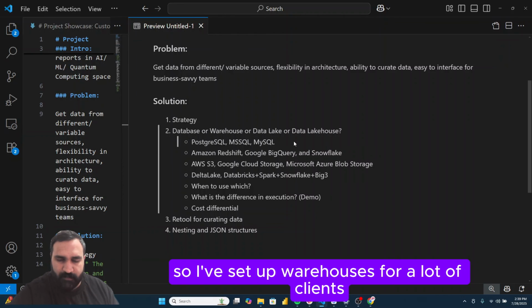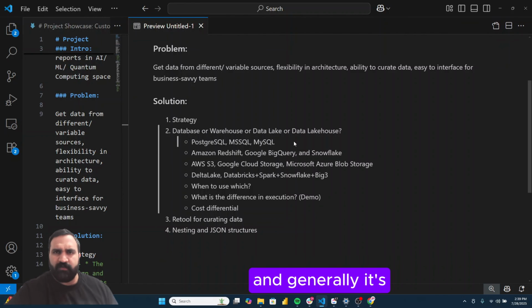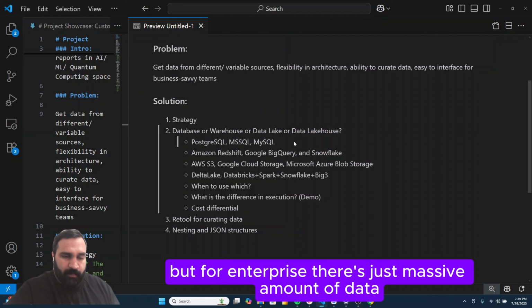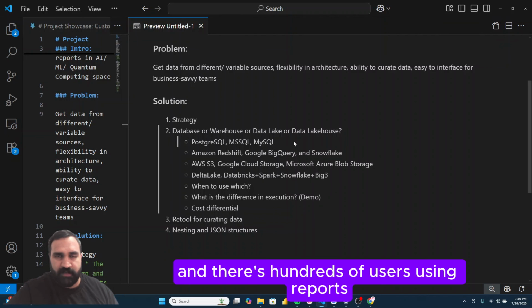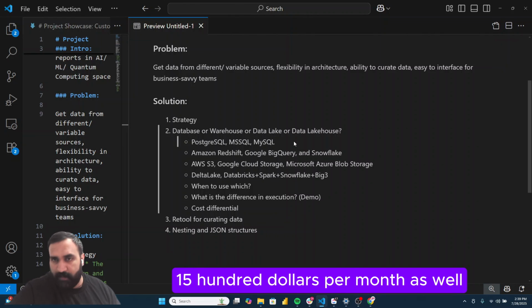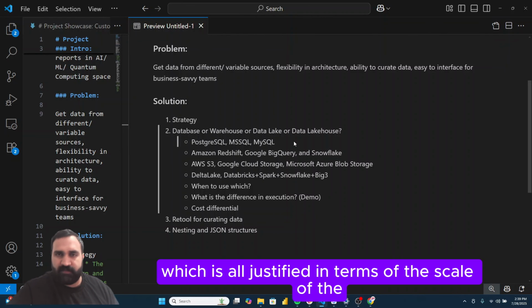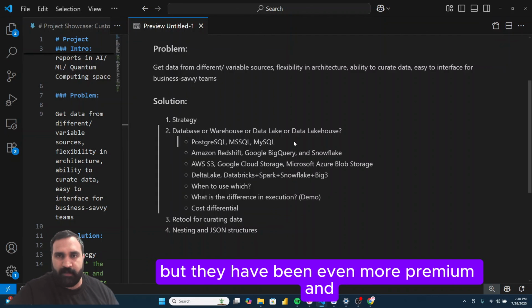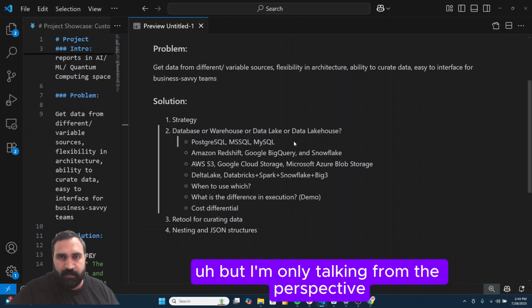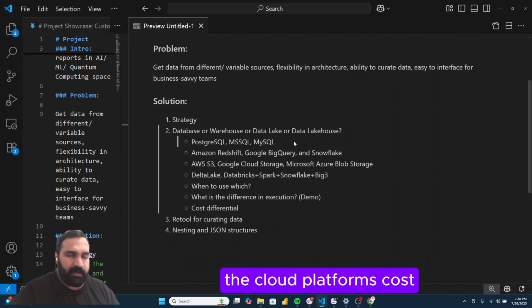I've set up warehouses for a lot of clients, and generally the cost is either less than $20 or $50 for SMEs. But for enterprises, there is a massive amount of data and hundreds of users using premium reports every day, so the cost is around $1,000 to $1,500 per month, which is all justified in terms of the scale and the value. There have been even more premium and bigger total costs of ownership in terms of data, but I'm only talking from the perspective of the warehousing cost and the cloud platform cost.